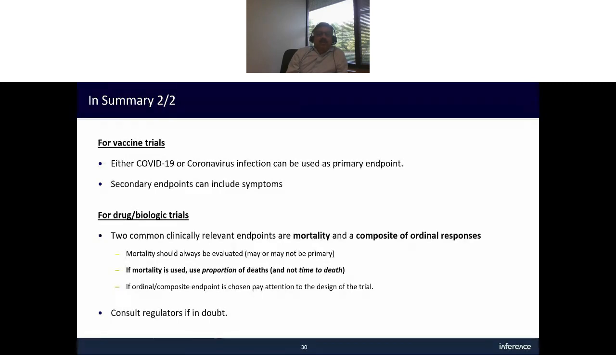And for ordinal and composite endpoints, if you choose that, there is a lot of work that has to be done at the design stage to make sure that we are covering all the aspects, including sample size calculation. It's always a good idea to consult regulators if there is any doubt or any questions, or you want to convey the mechanism of action and how the reasonable surrogate endpoints could be used in your trial. That has to be communicated to the agency at the protocol stage.